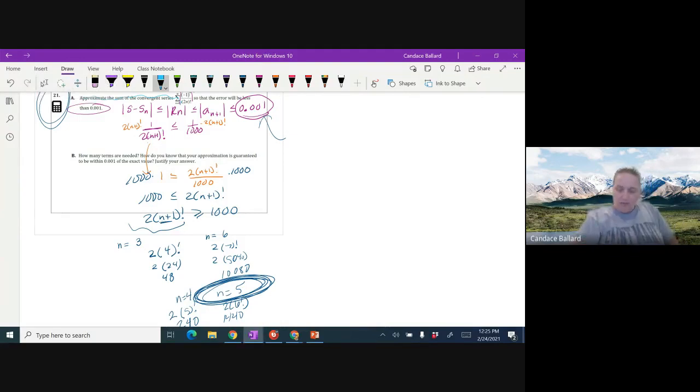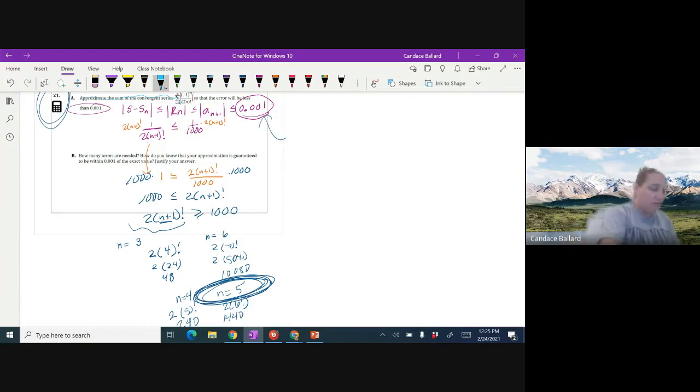You have to look at the next missing term, the value of the next missing term. Okay, so if they approximate the sum of the series so that the error will be less than 1/1000th, so what did they do? They added up the terms.